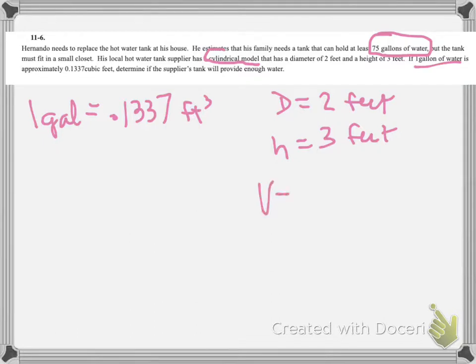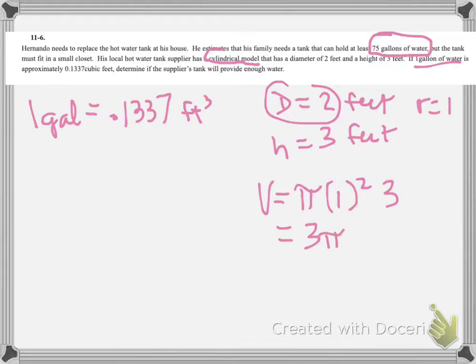Let's find the volume. The volume will be pi times the radius squared times the height. Okay, now be careful here. Remember, the diameter is 2 feet, so the radius is 1 foot. So that just simplifies to 3 pi is the volume. Now, since this is a real life problem, we want to multiply 3 times 3 pi, 3 times pi. And we get 9.42 cubic feet.